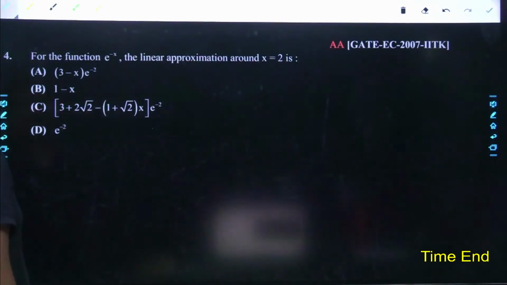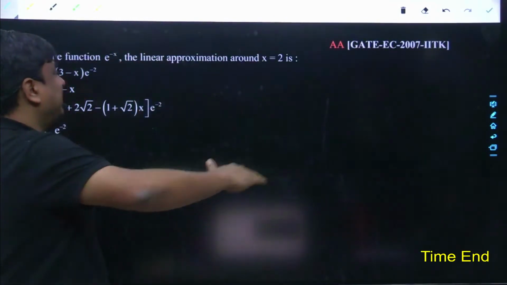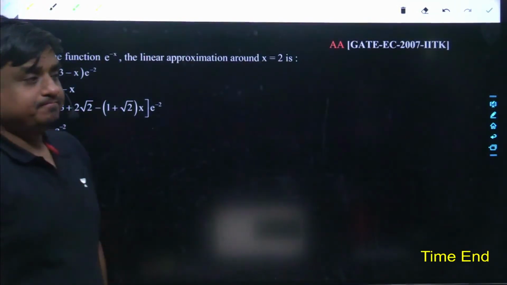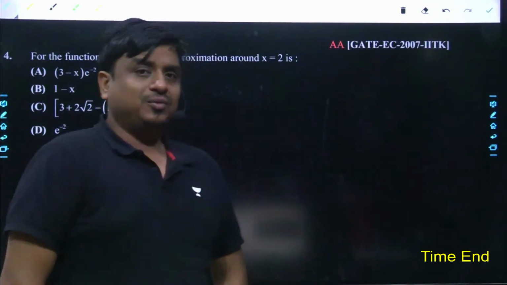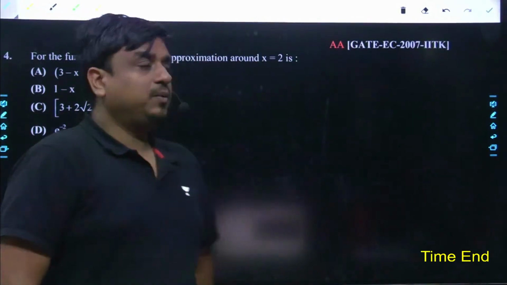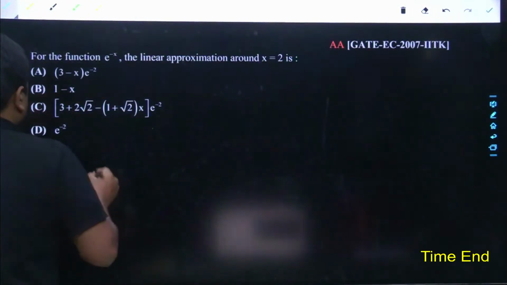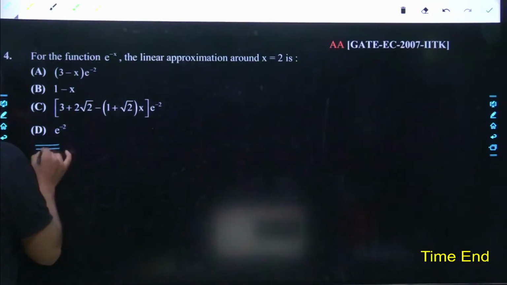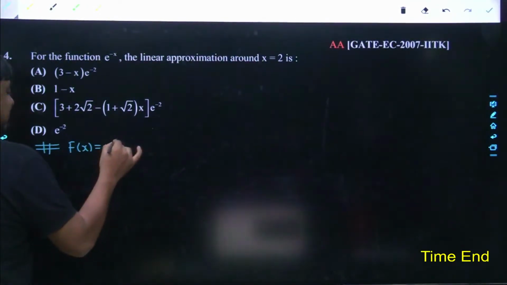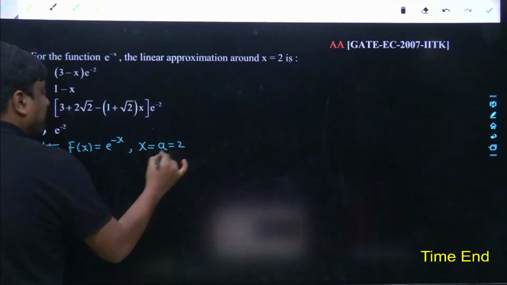See what had been happening. We had a function e to the power of minus x, obviously, which is exponentially decaying in nature, and the approximation is to be made at x is equal to 2. That means the value of a is 2, where the approximation of e to the power of minus x is to be made using a polynomial. Agreed? So what we have been doing over here, obviously we will recall the Taylor series expansion of the given function f of x, that is e to the power of minus x, and that too around x is equal to a, where a is 2 over here.